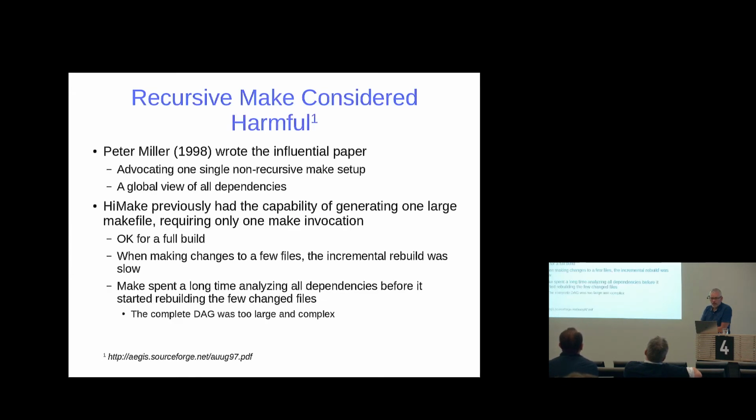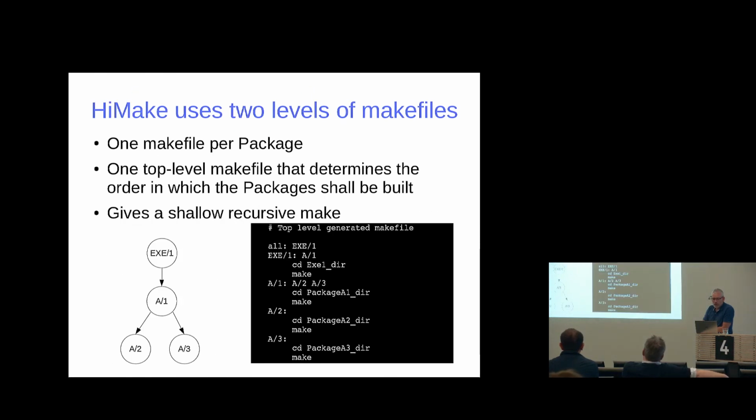Okay, building faster. You probably know "Recursive Make Considered Harmful." That's a paper from Peter Miller in 1998. He thought the good thing was to have one really large makefile with all dependencies in them, a global view of all dependencies. And HiMake used to do that for a while, but that was okay for a full build, but we found out that for just an incremental rebuild, that was rather slow, because Make spent so much time analyzing all the dependencies before it started rebuilding the few files that had actually changed. And I think it was because the DAG was too large and too complex.